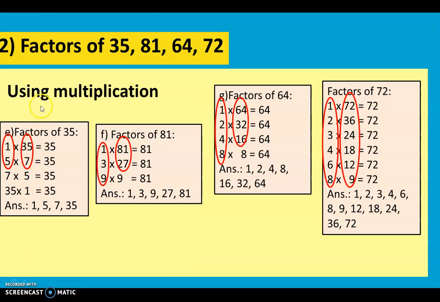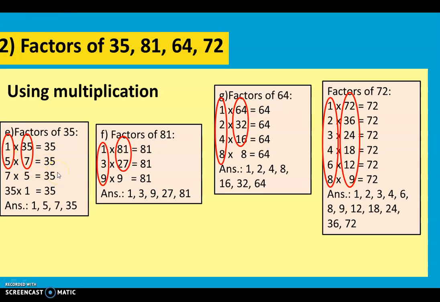Next, these are the numbers given in your exercise, and I have worked them out for you to understand. This box is for 35, this is for 81, this is for 64 and this is for 72. So 35, I am just checking. First, one time, I have written it as it is. Then 1 thirty-five is 35. I am checking in the 2 table, I am not getting it, so I left the 2 table. Then the 3 table, no. In the 3 table also 35 is not there. Then the 4 table, no. Then comes the 5 table, yes, 5 sevens are 35.